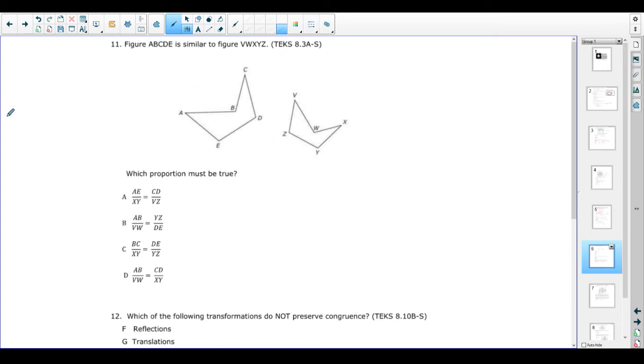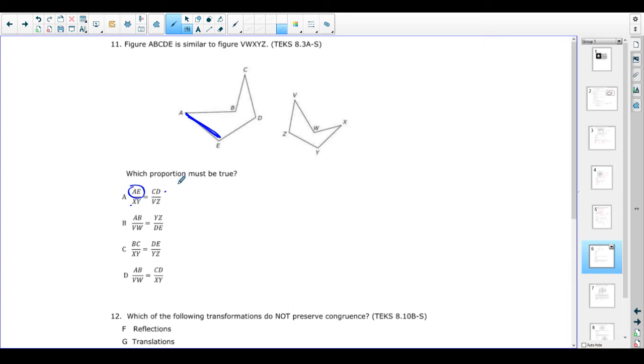This one we're going to have to write on our paper. So which proportion must be true? Must be true. So I need to go through this and see which of these has everything lined up correctly. These are all kind of different. That's a bit of a pain, but that's okay. So let's start with AE. If this proportion is true, then one of these two should be another side from our left shape.